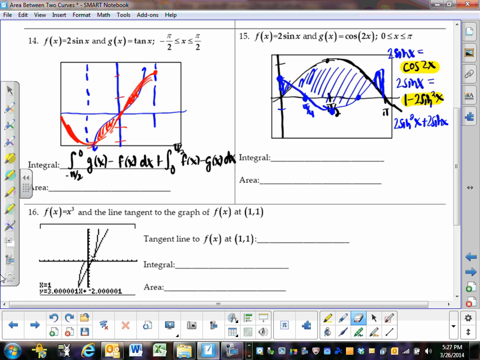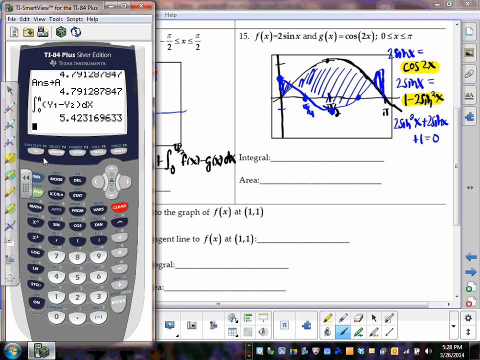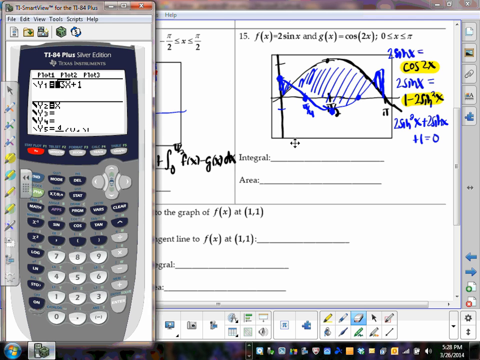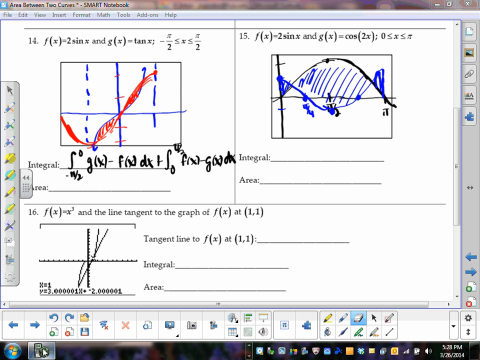I don't actually believe it will. So we might want to look at our calculator for that one. Sorry, guys. All right, so on here, we really won't need our trig identities for this particular problem. We're going to use our calculator to set it up.